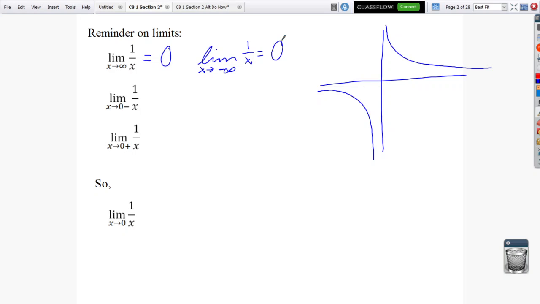Now over here, we talk about the limit as x approaches 0 from the left. That's coming in from the left, going towards 0. It goes down, which means we've got negative infinity.